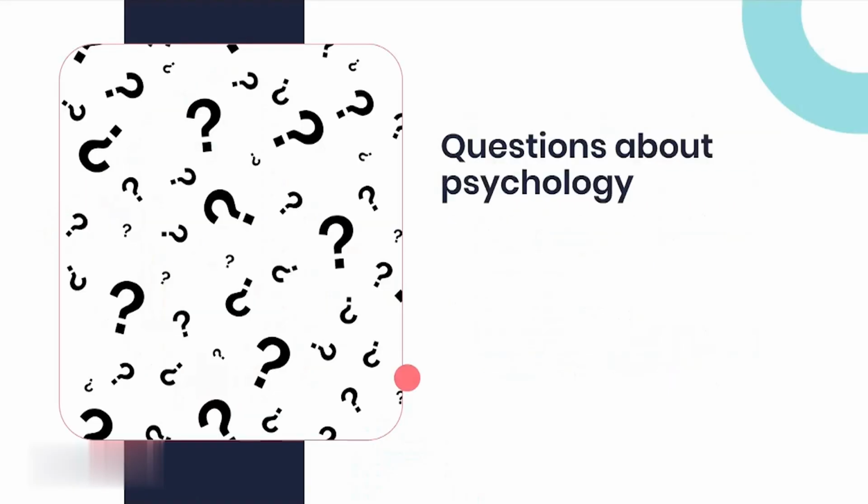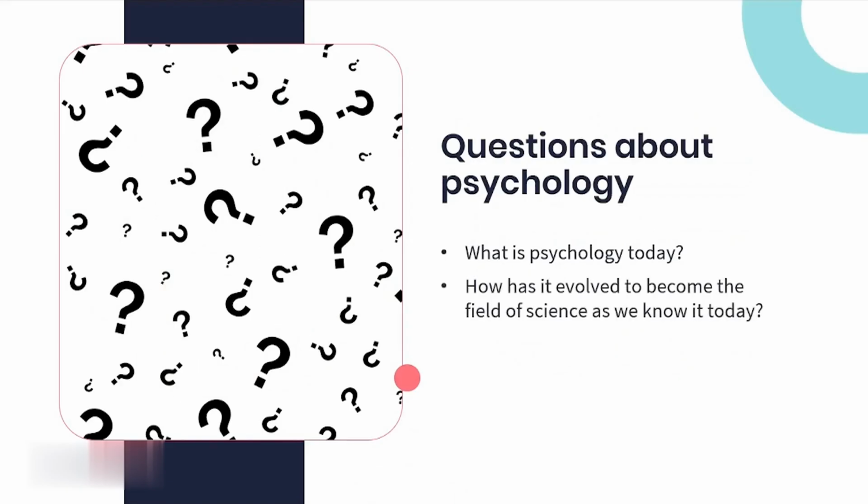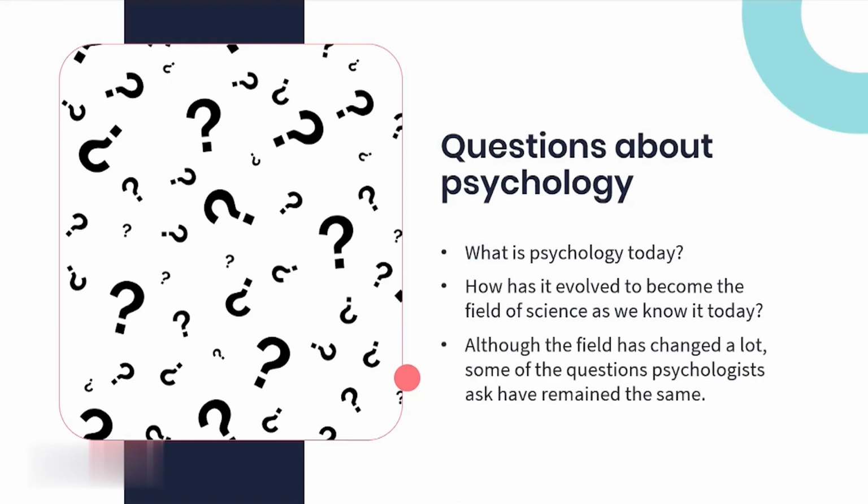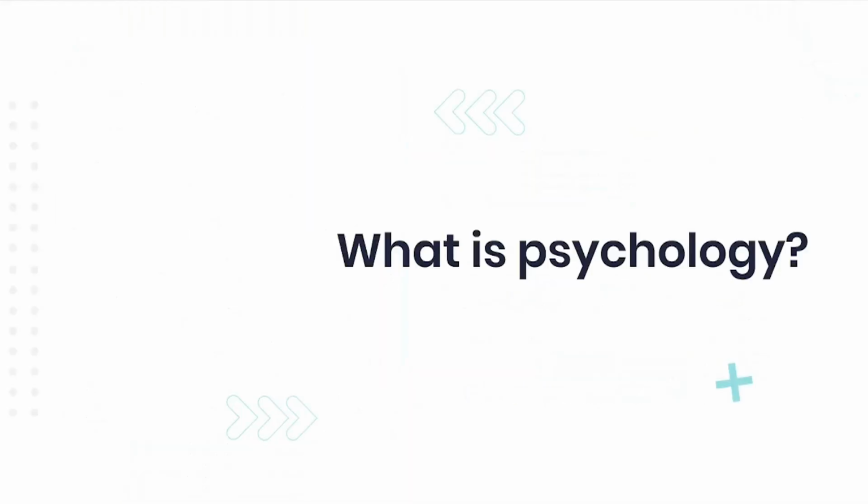Have you ever wondered how the field of psychology became what it is today? And how has it evolved to become the field of science as we know it today? Although the field has changed a lot, some of the questions psychologists ask have remained the same. Students, these questions about psychology will all be answered in this lesson. I encourage you to start a journal about this journey you are about to embark on in psychology with me. This journal will be very helpful for you to reflect on after the course. Without any further ado, let's start our first lesson.